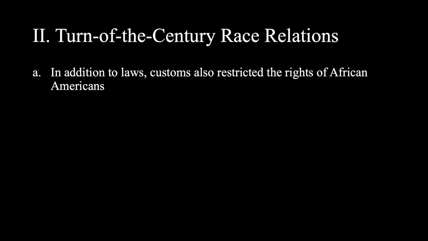So what we're going to talk about at this point is that in addition to the laws that were in place, in addition to the Jim Crow laws and things like that, that were actually on the books, that had actually been passed by a state legislature, for example, there were also customs of the time that restricted the rights of African Americans. Remember, I had said previously that following Reconstruction, the whole idea of many of the new governments in the South was to remind the African Americans living there of, quote, their place, unquote.